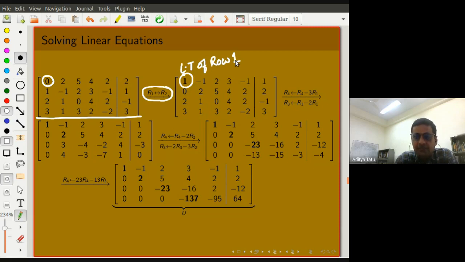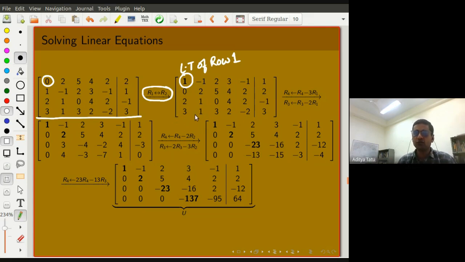Once that is there, what do I have to do in order to get an upper triangular matrix or the echelon form of the matrix? I have to ensure that all entries below the leading term are zero. And while I'm describing this method for this example, try to observe that this logic can be converted into a computer algorithm.